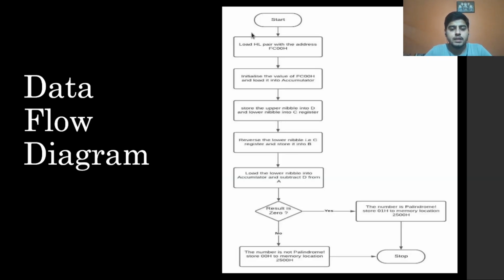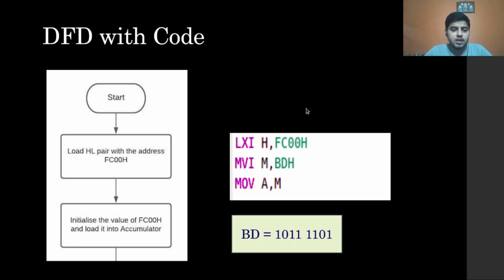Now let's understand the exact procedure with the help of the data flow diagram. We will be understanding the data flow diagram bit by bit with the help of the actual code in the 8085 microprocessor. So first we will start.